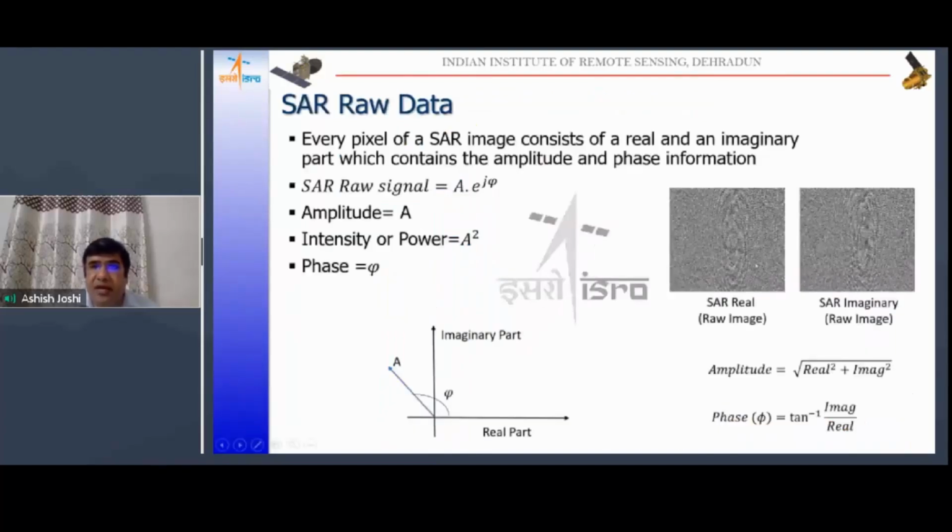So the SAR raw data will contain one real part and one imaginary part. The amplitude is given by the square root of real square plus imaginary square, and the phase is given by the tan inverse of imaginary by real. So the SAR data signal is in the form of A into exponential of j phi, where A is the amplitude and phi is the phase. A square is called the intensity or power. If we take the square of the amplitude, then we get the intensity or power. So this is the SAR raw data.